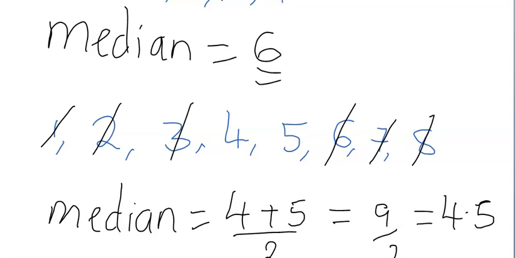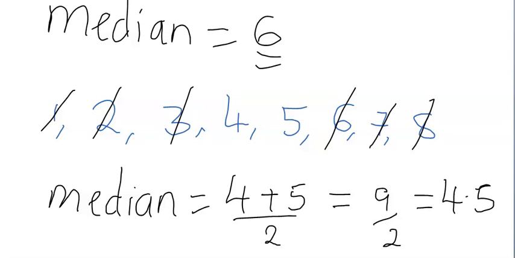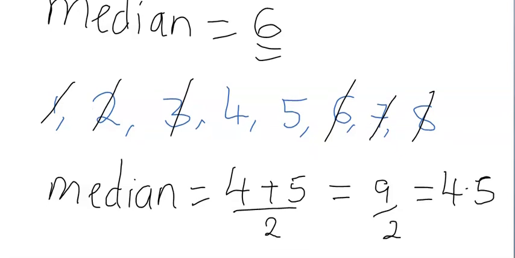Now for these two, to find the median, we are going to add the 4 and the 5. So when we add, we are getting 9 divided by 2. That becomes 4.5 as our median.